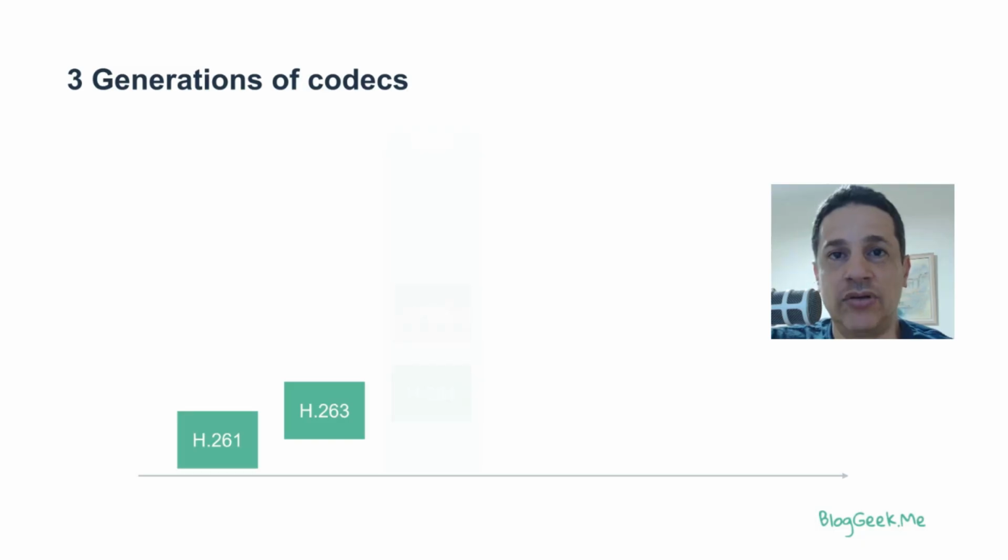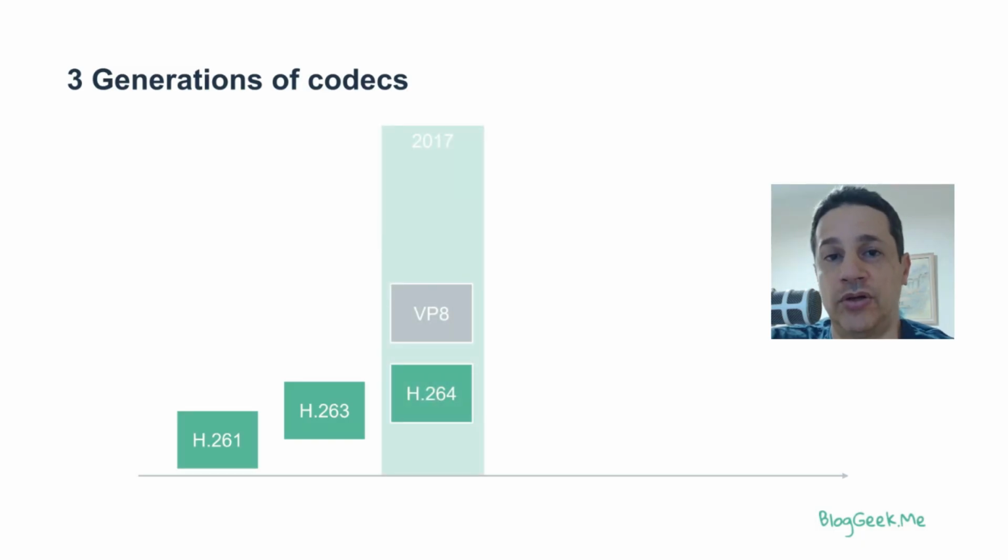When WebRTC came out, it started with two mandatory to implement codecs. These were VP8 and H.264. H.264, again, a royalty-bearing codec, and VP8, a royalty-free codec. You didn't have to pay for using VP8. Many of the applications until today are still using VP8 or H.264 for WebRTC.